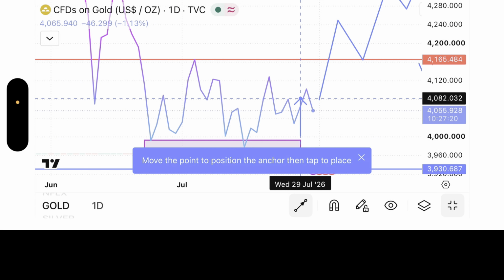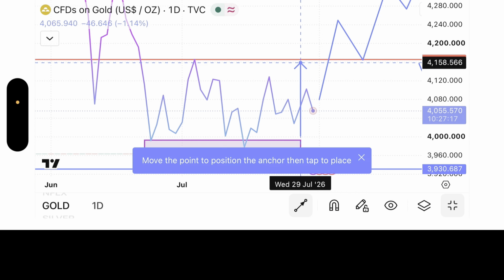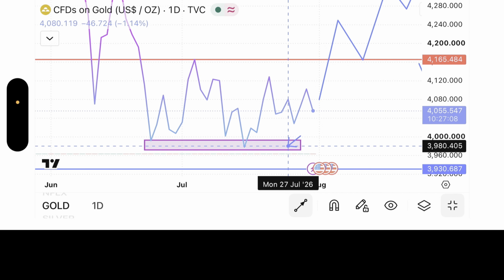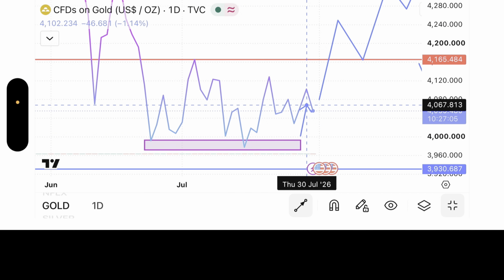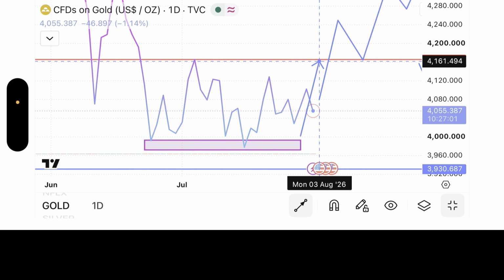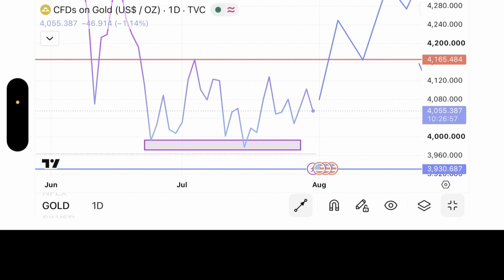So from here, guys, we must look for buys up until this resistance here. That's your final take profit. Unless gold breaks this support below here. That's when you're going to focus on selling. But for now, let's buy, pushing to this zone here. Let me just remove this.